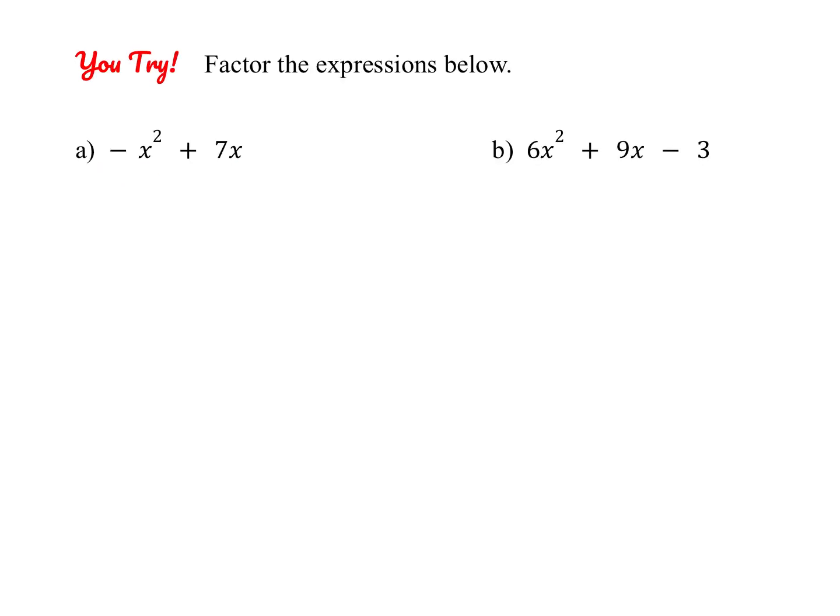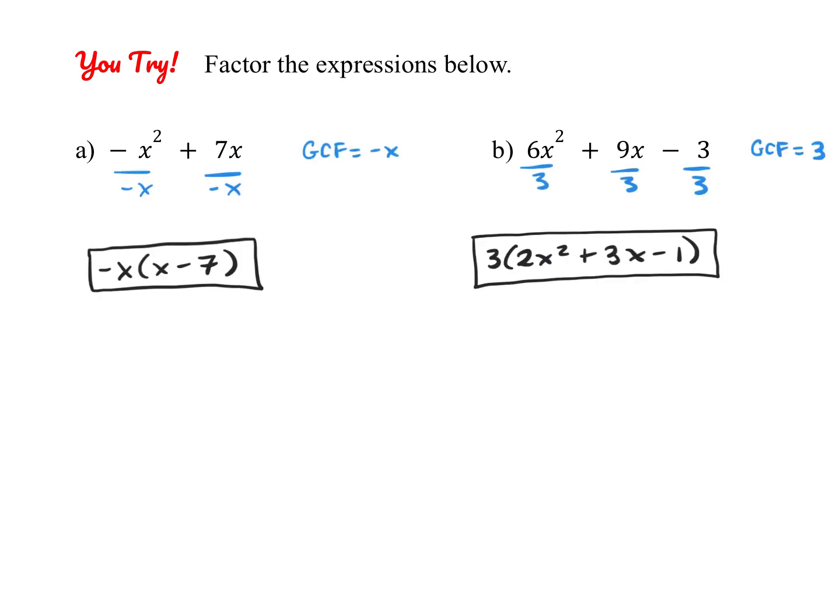All right, so now please pause the video and give these 2 a try on your own. All right, go ahead and check here. So for part A, the largest thing that you can divide both terms is x. And remember, I also always recommend that you divide out the negative if your leading coefficient is negative. And for part B, your GCF here is 3, so you divide each term by 3. Make sure your answer has the GCF. The GCF is a factor, so it must be part of your answer.